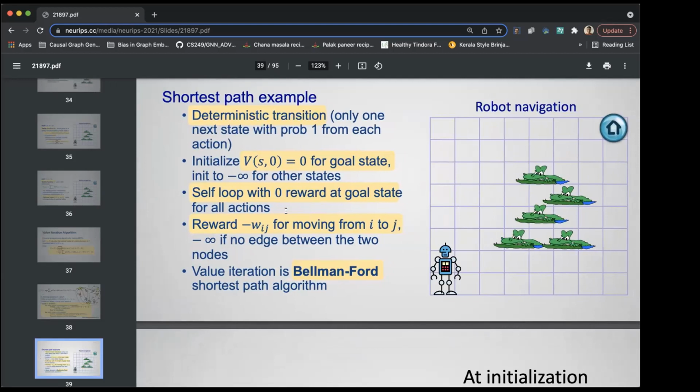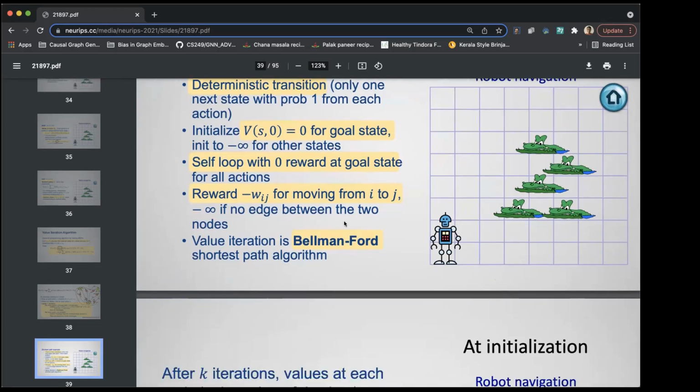Okay, so I'm not going to cover this in too much detail, but basically just a very similar reward system as before. We'll see the value here starts at 0, and then we're going to have a negative infinity value for all the other states. And we're going to have a deterministic transition function. And any self loop back to itself is going to be 0, and any reward from transitioning from I to J is going to be negative W. So we want to penalize not taking the shortest path.